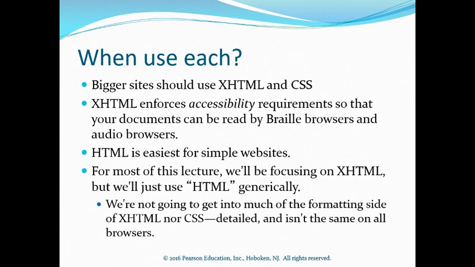When to use each: bigger sites should use XHTML and CSS. XHTML enforces accessibility requirements so that your documents can be read by Braille browsers and audio browsers. HTML is easiest for simple websites. For most of this lecture, we'll be focusing on XHTML, but we'll just say HTML generically. We're not going to get into much of the formatting side of XHTML nor CSS in detail, and it isn't the same on all browsers.